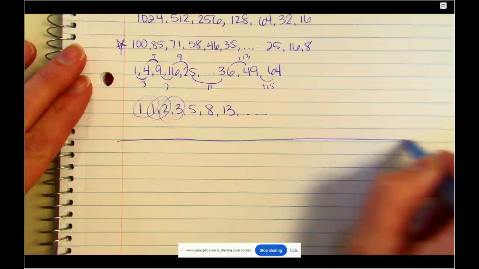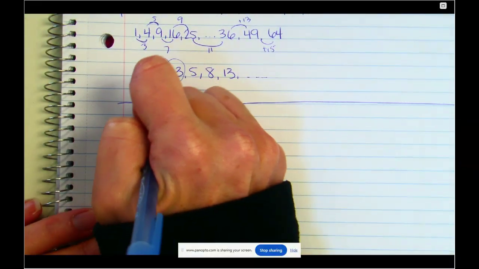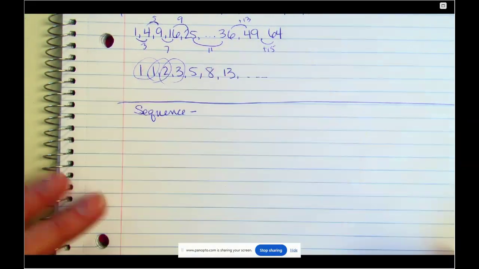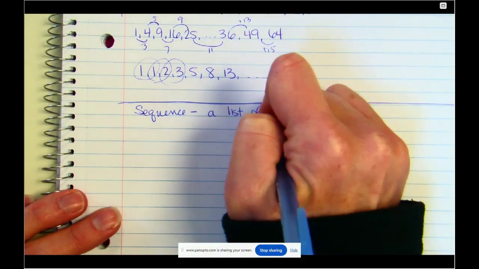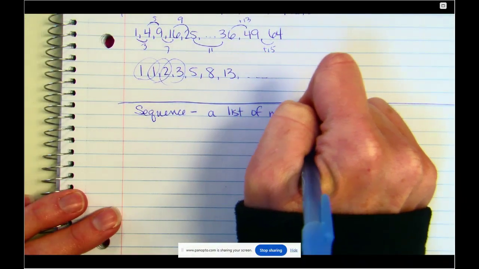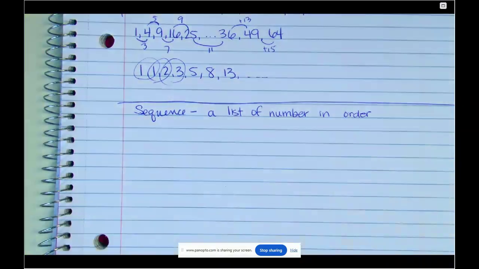So we're going to do a couple definitions here. A sequence is a list of numbers in order. The deal with a sequence is it has to be in a specific order, because if it wasn't in order, you couldn't find the pattern. So we want to make sure that we have our numbers in the right order, right? Because if there's no order, there's no pattern.